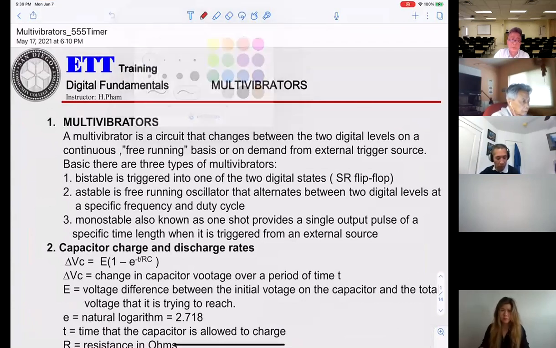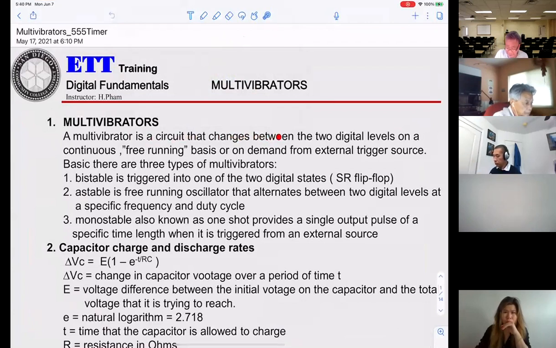Okay, so today we'll be learning about the multivibrator circuitry, okay? A multivibrator is a circuit that can switch between the two digital levels on a continuous free running basis or on demand from an external trigger source.